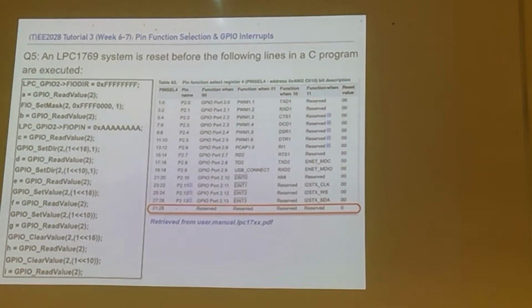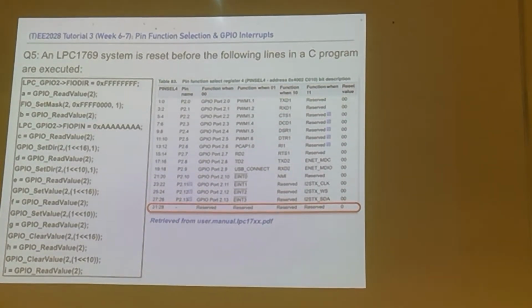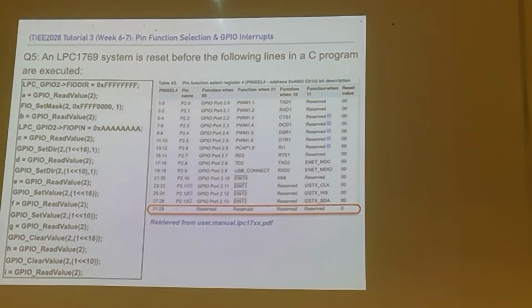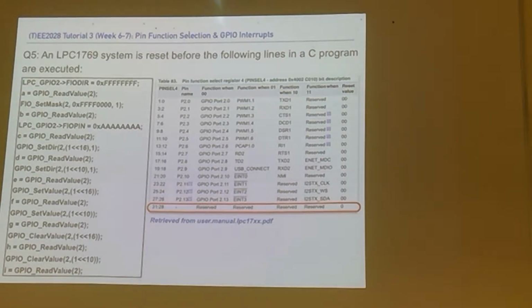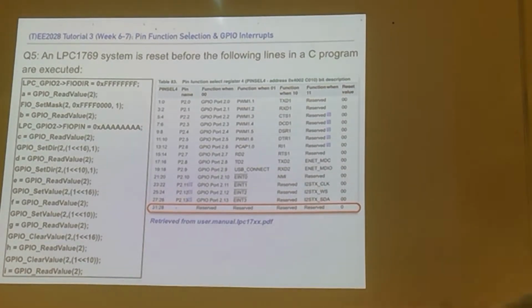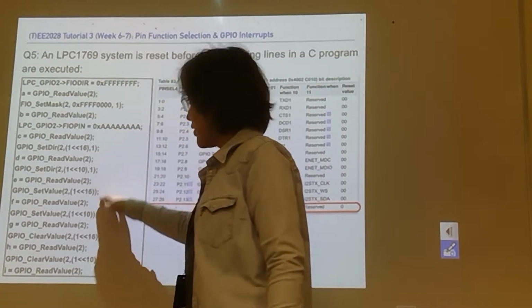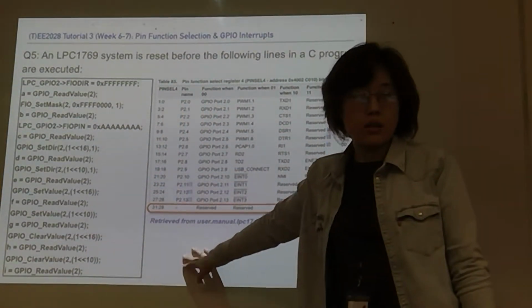Then let's see question 5. You will get a better understanding of the other registers. An LPC1769 system is reset before the following lines in the C program are executed. So the question is basically asking you what will happen after each of these lines.